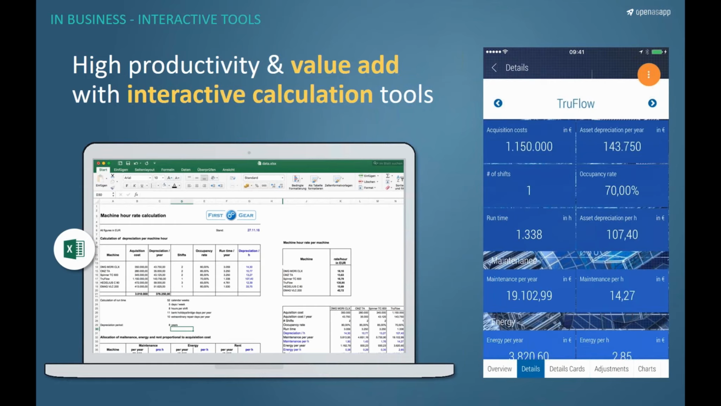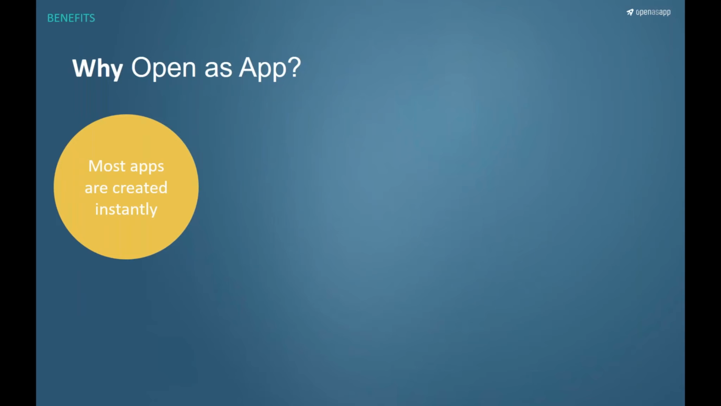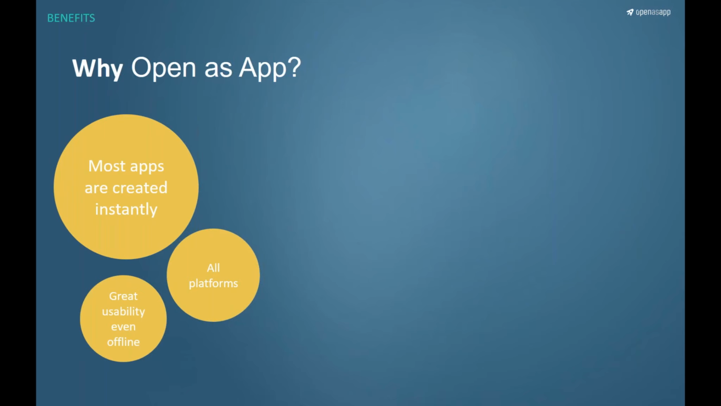Okay, so now let me sum up the main arguments for OpenSApp again for you. Apps can now be created directly by the department that needs the apps. If you have an event coming up, for example, and you decide in a meeting in the morning that you would like to have an app for all participants, then you'll have that app rolled out by lunchtime that same day. As mentioned, OpenSApp runs on all devices, iOS, Android, Windows, and soon your browser. And because of it being a real native app, the usability is great and the app even works offline.